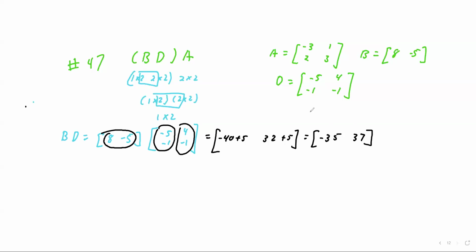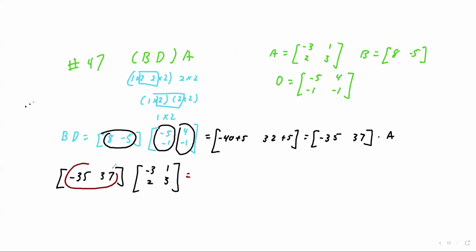This is the outcome I'll use to multiply A. So this is going to be this outcome times A. So it has to be in this order. So I'm going to go -35, 37, and then times -3, 2, 1, 3. Again, I saw a 1 by 2 times a 2 by 2 gives me a 1 by 2 as my outcome.